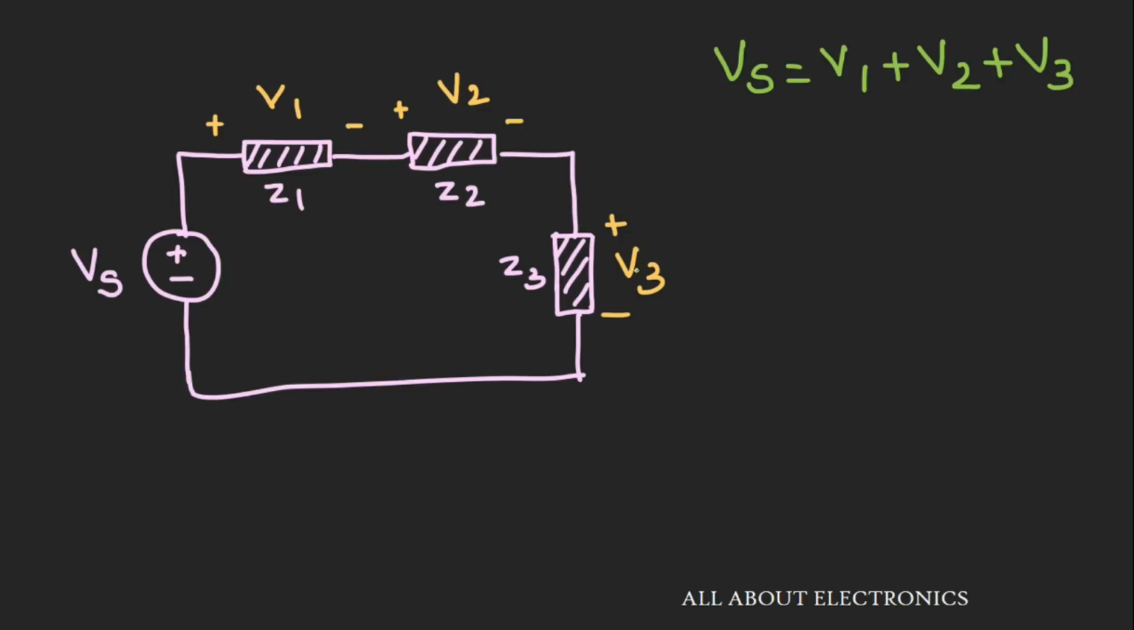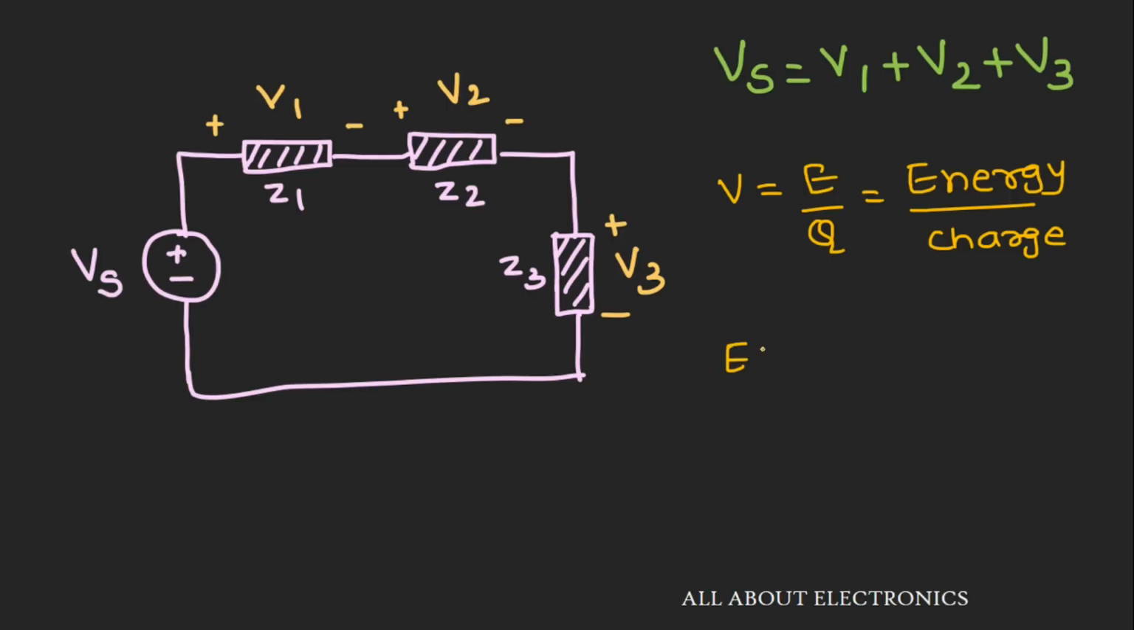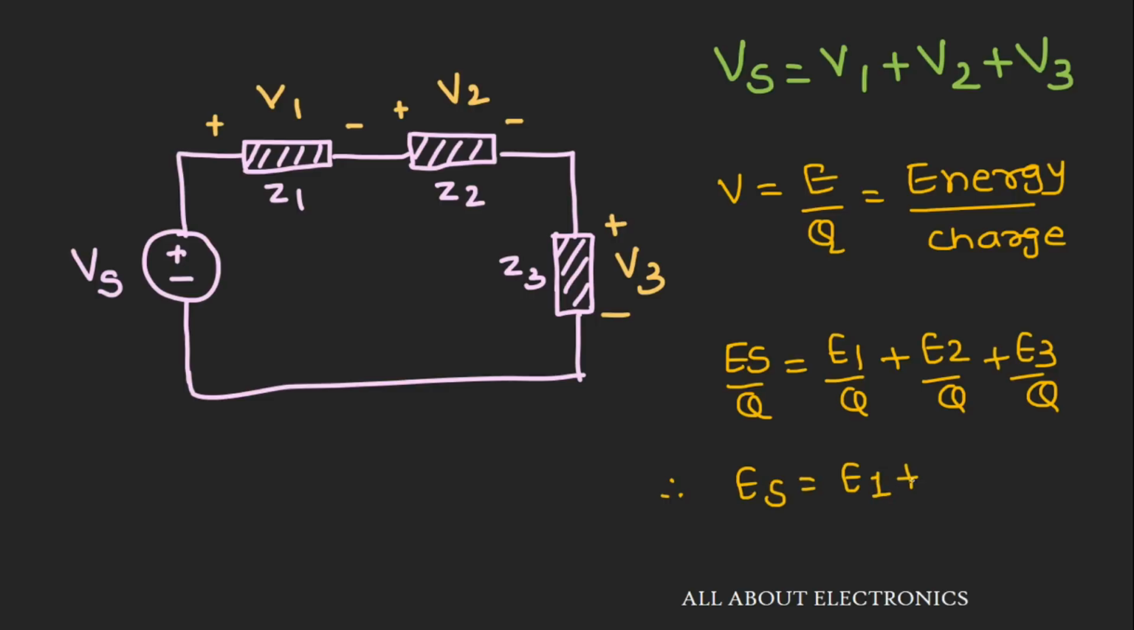Earlier we had seen that the voltage V can also be defined as E divided by Q, that is the energy required to move a unit charge. So we can write this equation in the form of energy as Es divided by Q is equal to E1 by Q plus E2 by Q plus E3 divided by Q. That means Es is equal to E1 plus E2 plus E3.